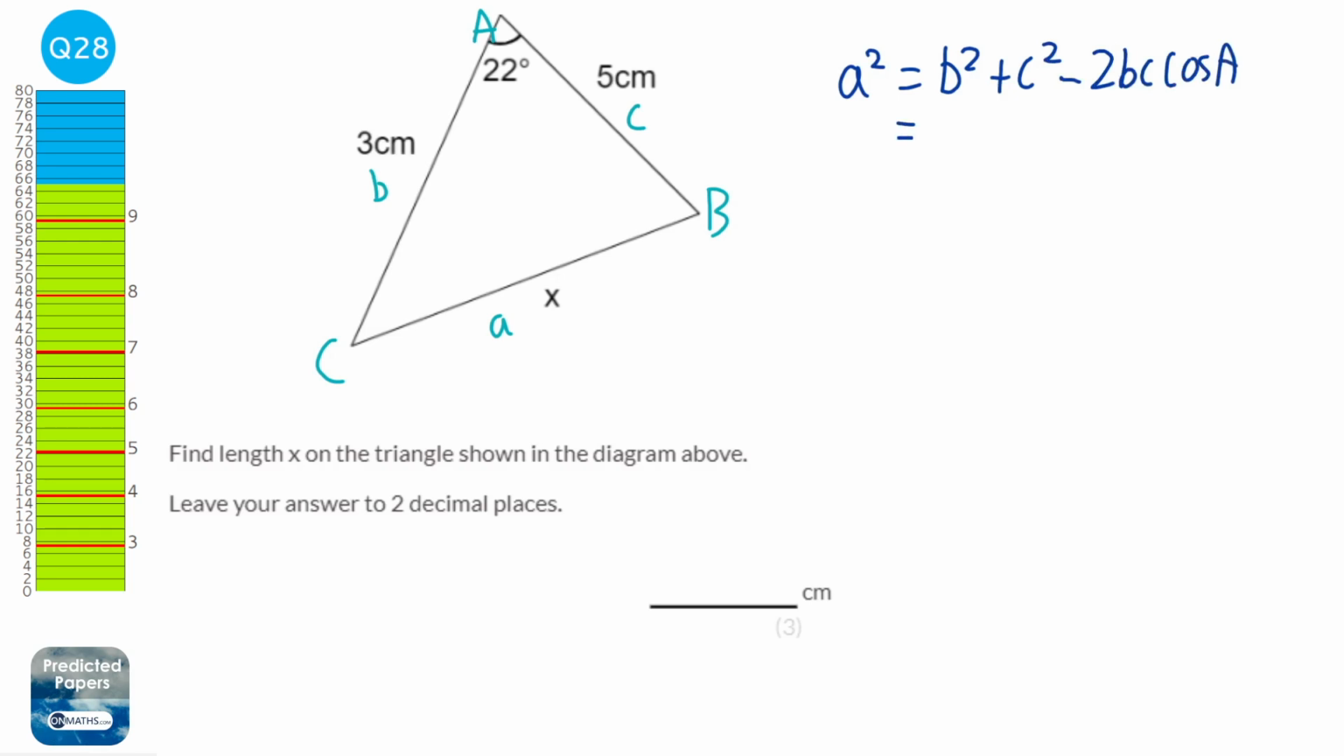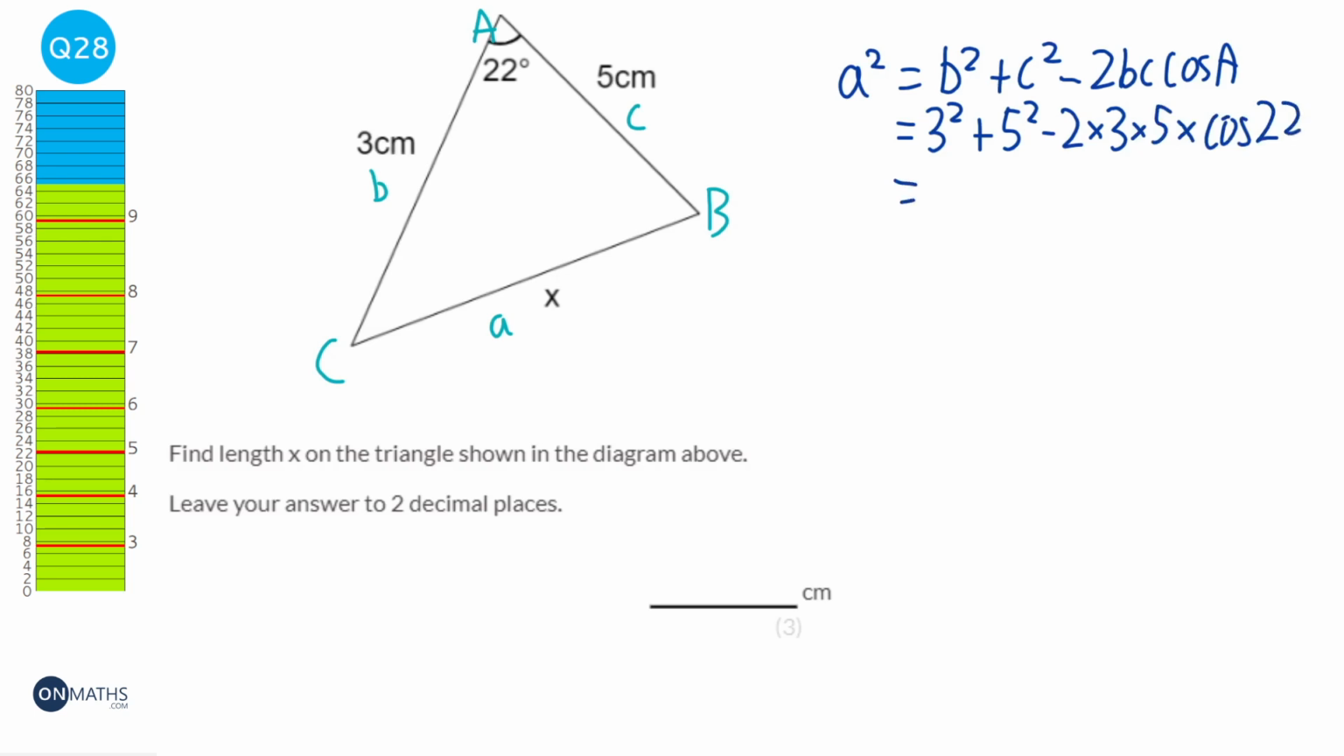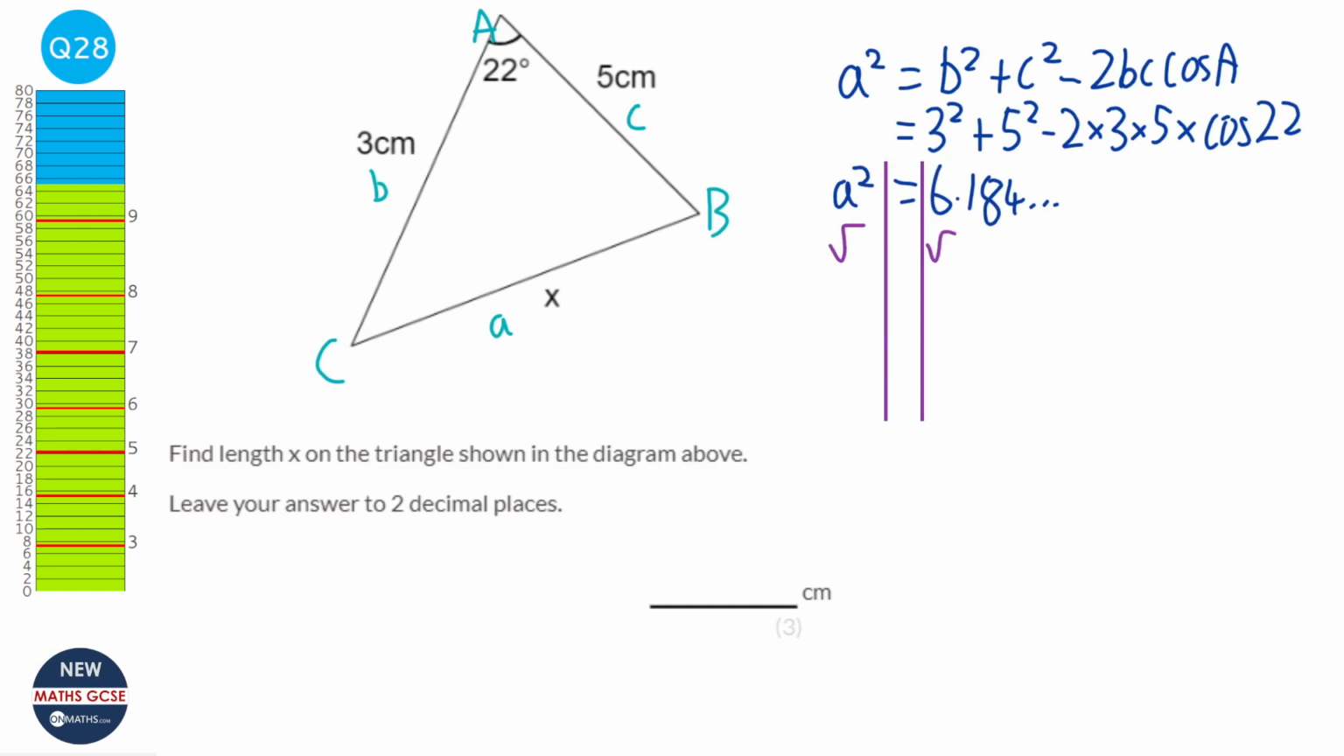And let's fill in the numbers we've got. So that's going to be 3 squared plus 5 squared minus 2 times 3 times 5 times the cosine of 22. And when you type that into the calculator, you get 6.184 and so on. But that's what a squared is. So what we need to do now is just quickly solve that by square rooting both sides. And so we get a equals 2.486 and so on. It says it wants 2 decimal places, so that's going to be 2.49.